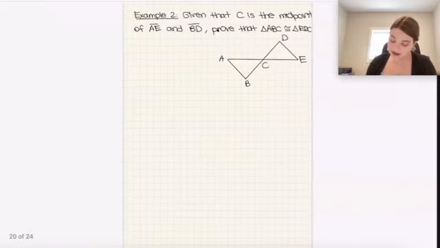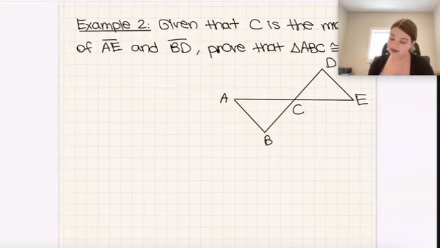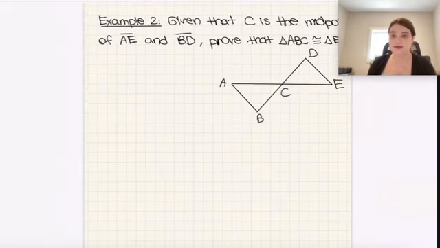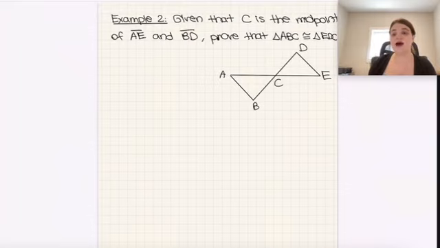Okay, let's try another example. Given that C is a midpoint of AE and BD, prove that ABC is congruent to EDC. Okay, so before I get into the actual proof here, I want to talk about fundamentally how come this is true, right? Why would it be true that these are congruent?